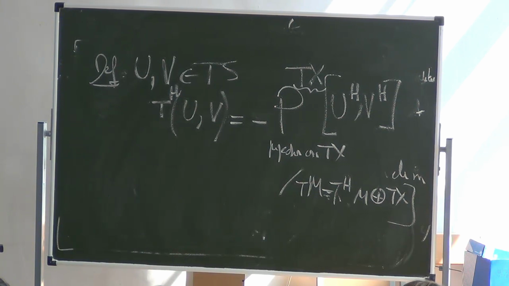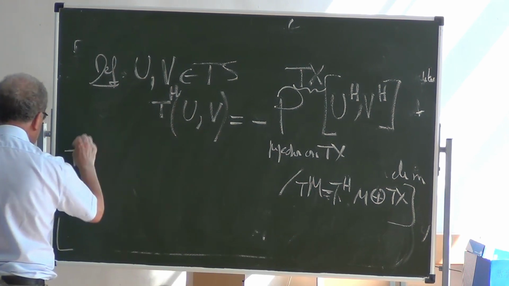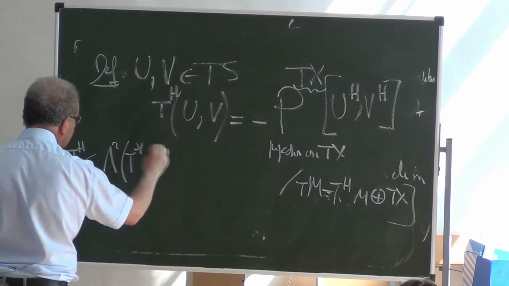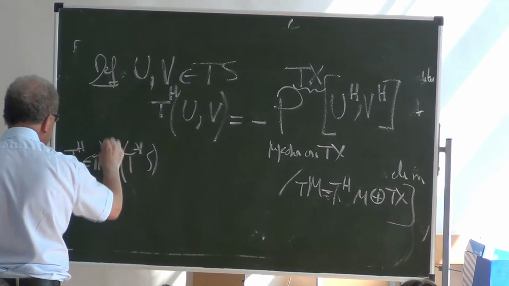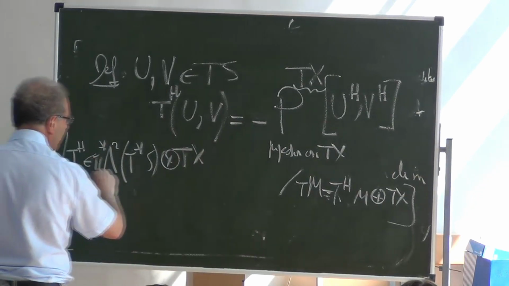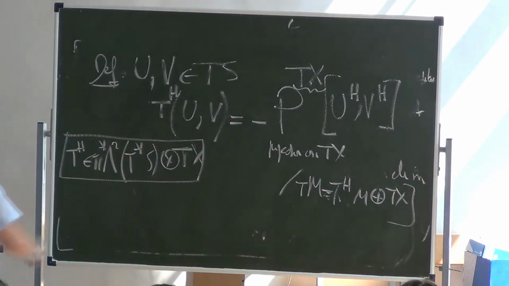This is again a tensor. It's very easy to verify that it is a tensor with respect to U and V. So in other words, T^H is a section of Lambda^2 of T*S tensored with TX. It's a two form with values in TX.